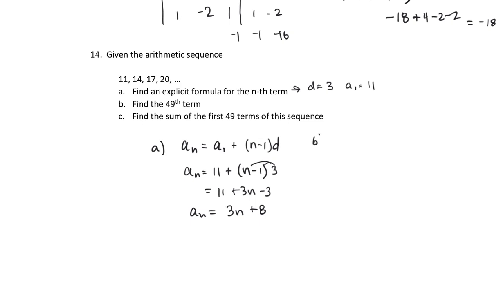So then for part B, to find the 49th term, we simply plug 49 in for n in the explicit formula.